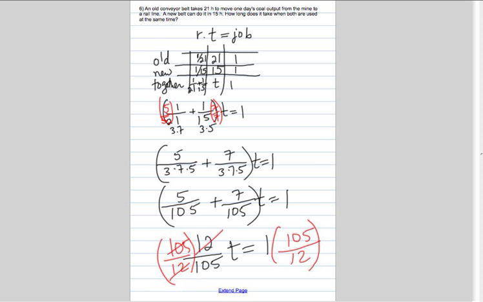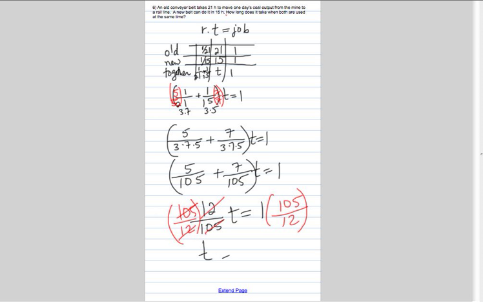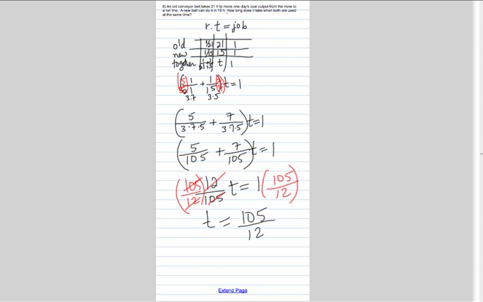You see, these cancel, so you just get 1t equals, and then 1 times anything is just that thing. So that's 105 over 12, which is 8.75. And the units is hours. Okay, so as you see, when they work together, it takes less than 15. That would make sense that it takes 8.75.